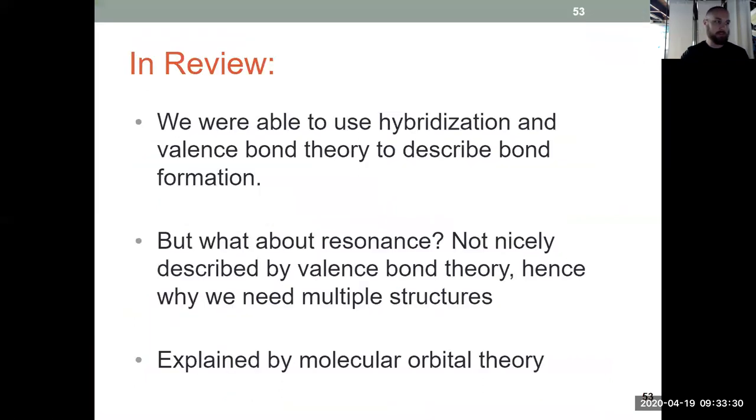So to summarize everything from video 2 and 3, we can use hybridization and valence bond theory to describe bond formation and geometries well. But what valence bond theory and hybridization doesn't help explain is resonance, which is why we have to use multiple structures to describe one molecule with resonance. It also doesn't talk about the magnetism we alluded to in the first video. So these phenomena can be explained by molecular orbital theory, which is something that we'll cover in the fourth and final video from chapter 8.